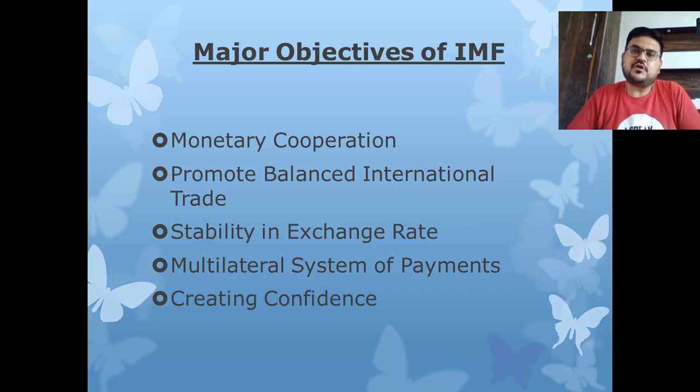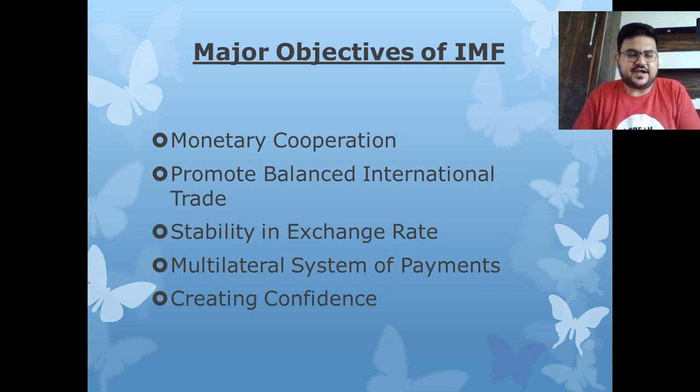They want to control, or they want to see whether international trade is done in a very suitable and systematic manner or not. So they want to promote international trade, but they want it to be done in a balanced, systematic manner, and they will take care of this situation where international trade is done in a balanced manner. They'll also work on stability in exchange rate. They don't want exchange rates to suddenly rise and suddenly fall. So they don't want to create a situation where there is a problem of exchange rate.